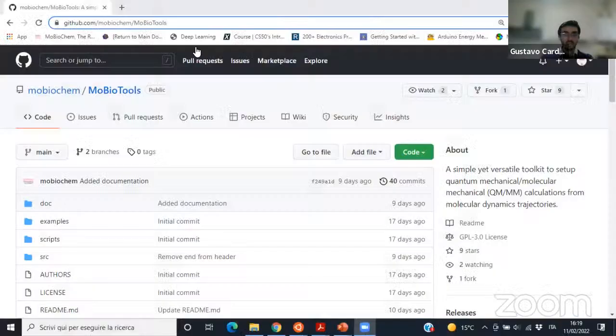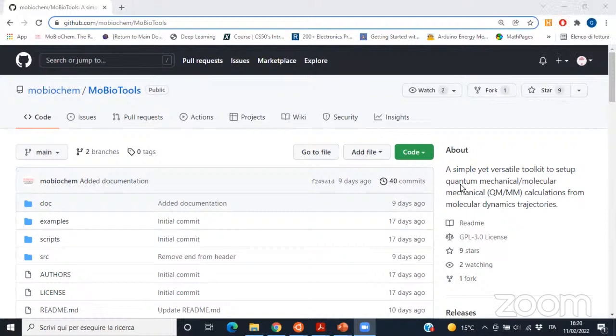So I'm going to share the screen now. I hope you can all see it. I actually don't know what you see. So you see the mobile tools page, right? I hope so. Yes. Okay.